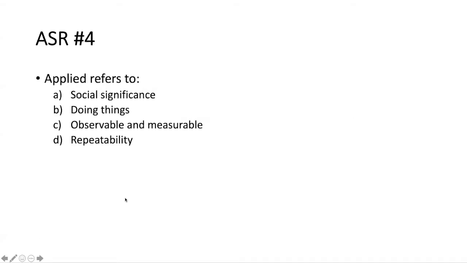ASR number 4. Applied refers to A, social significance, B, doing things, C, observable and measurable, or D, repeatability. The correct answer here is A, social significance. ASR number 5. Technological refers to A, social significance, B, doing things, C, observable and measurable, or D, repeatability. And the correct answer here is D, repeatability.